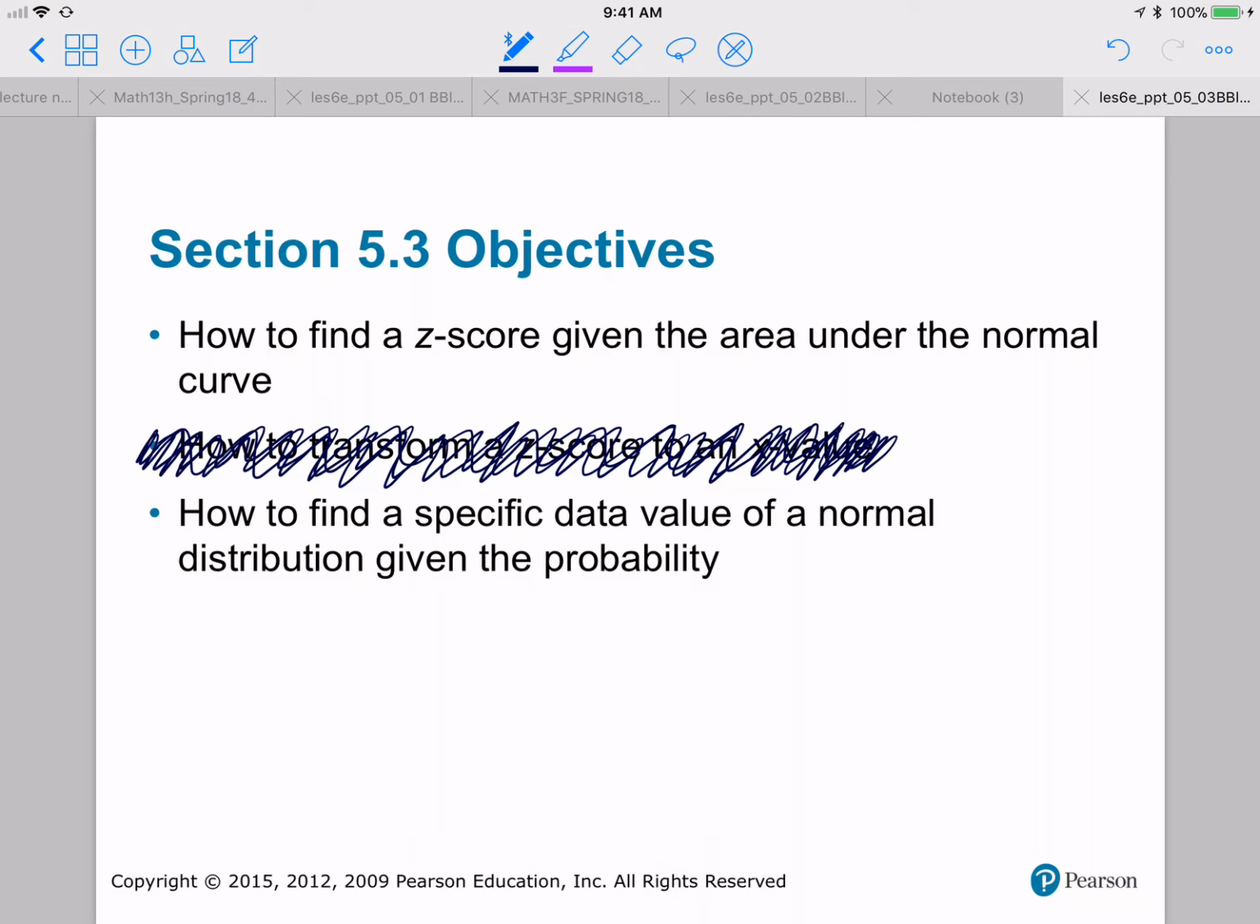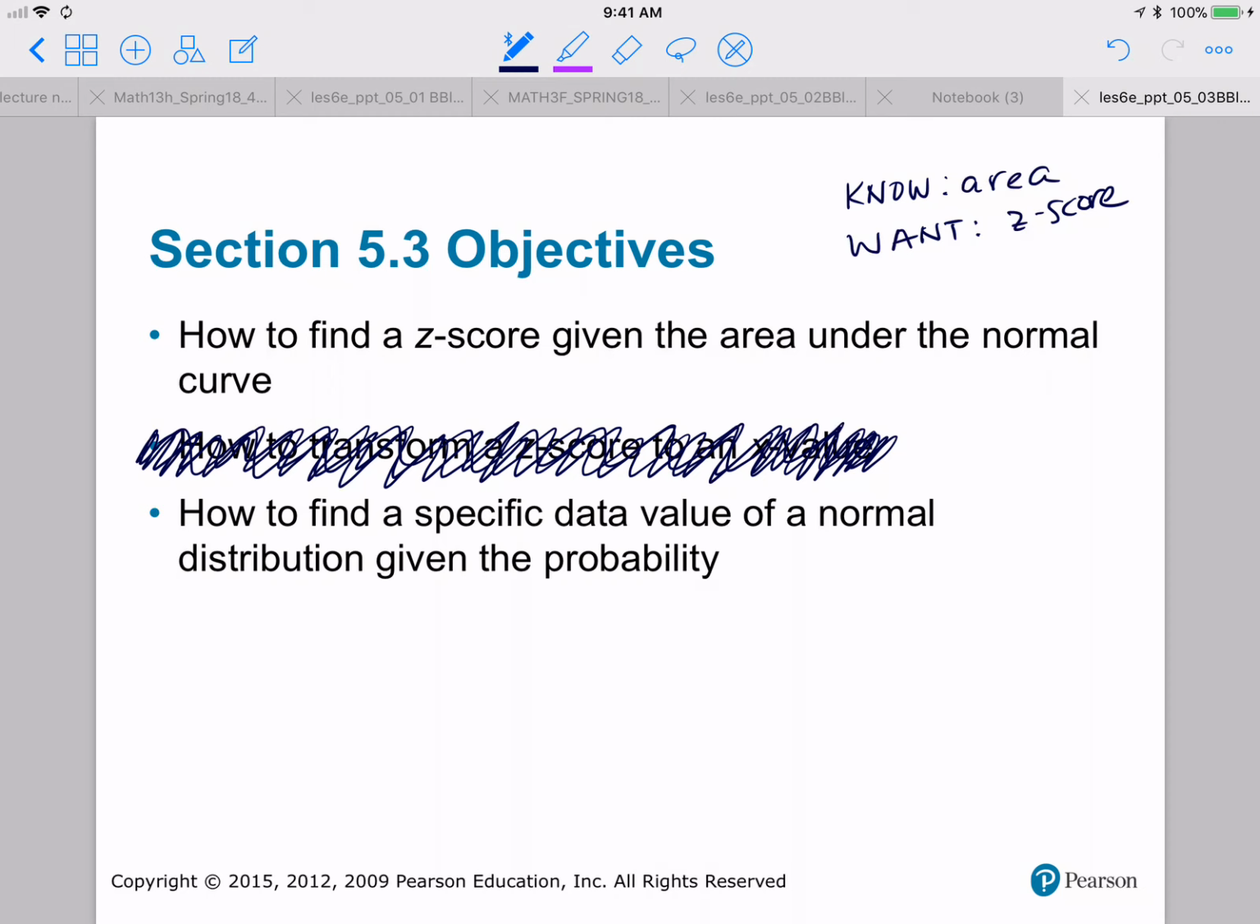The two objectives that we'll have are, number one, finding a z-score if you're given the area under the normal curve. So if you know the area and you want the z-score, how do you do it? The answer is going to be, instead of using normal CDF, you're going to use invNorm. There is a command that we'll give our calculator. We'll put in the cumulative area, and it'll spit out the z-score.